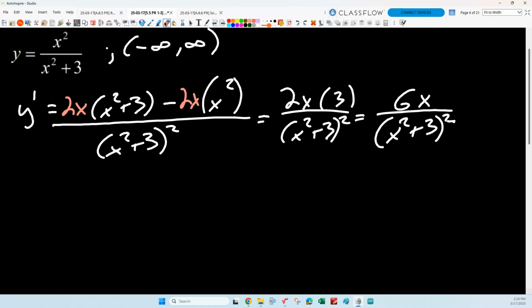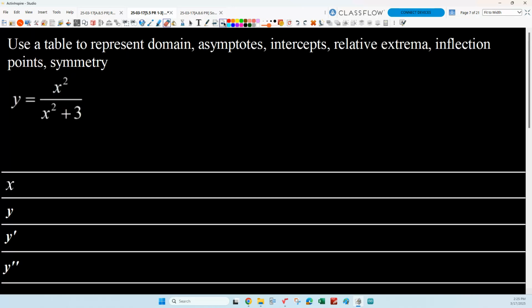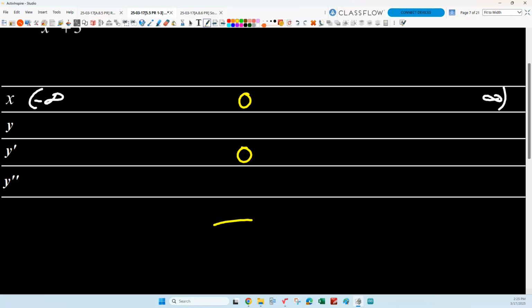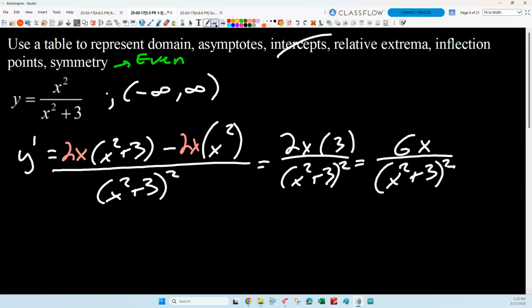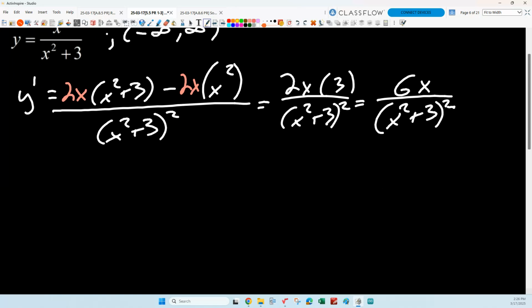So what are our first derivative critical numbers? 0. And that's where the first derivative is 0, right? Okay. So we can add that. So what's that tell us about what's happening at 0 then? Horizontal tangent. And second derivative. There's our first derivative. So what's our second derivative?